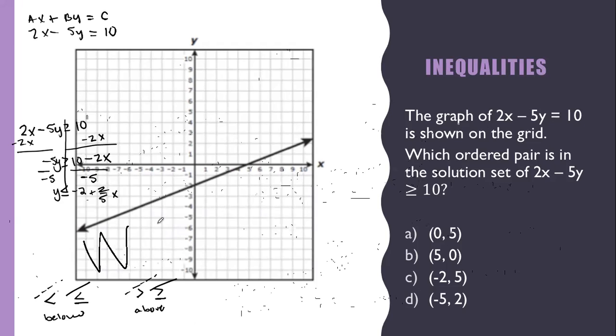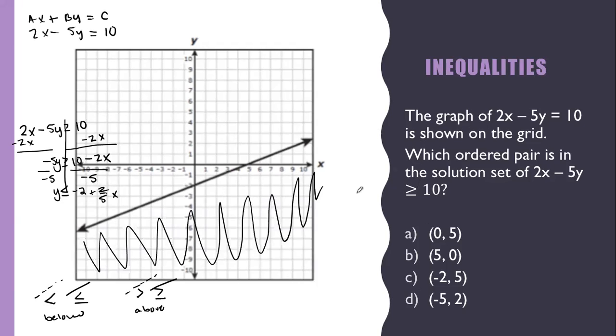So I'm shading below. It wants to know what's in the solution set. So (0, 5). Is that point in the solution set? No, because it's not in the shaded region. (5, 0).